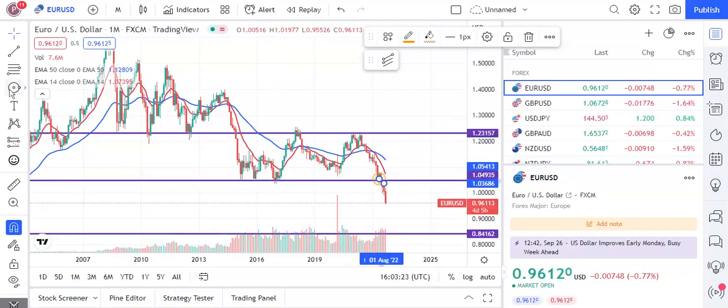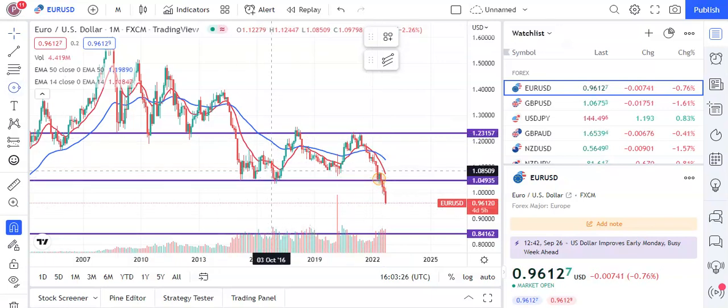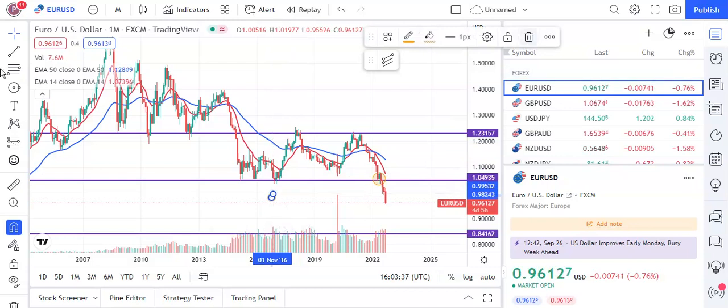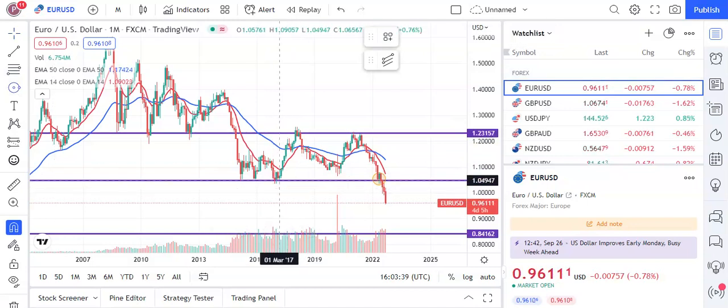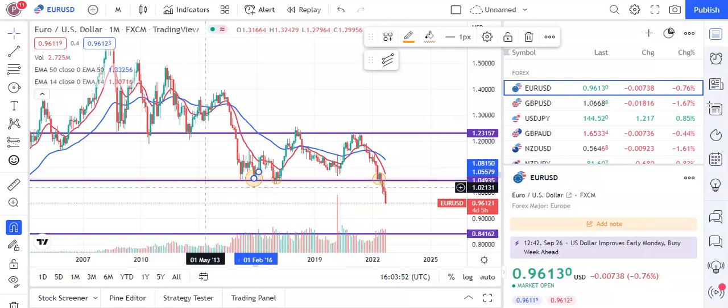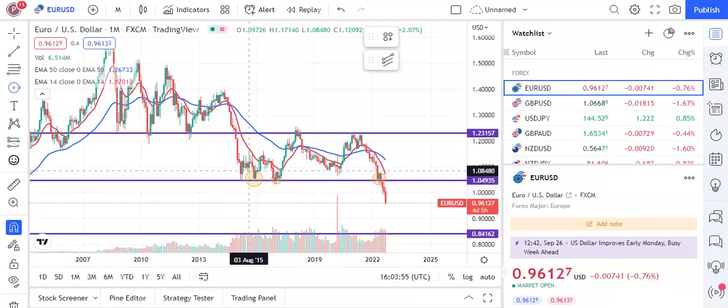Take a look at here. Let me draw with a circle. You can see there was a resistance here. Sorry, there was a support here, right? Sorry, let me get a circle to show you. There was a support here. There was another one here at this area, and there was another support here.